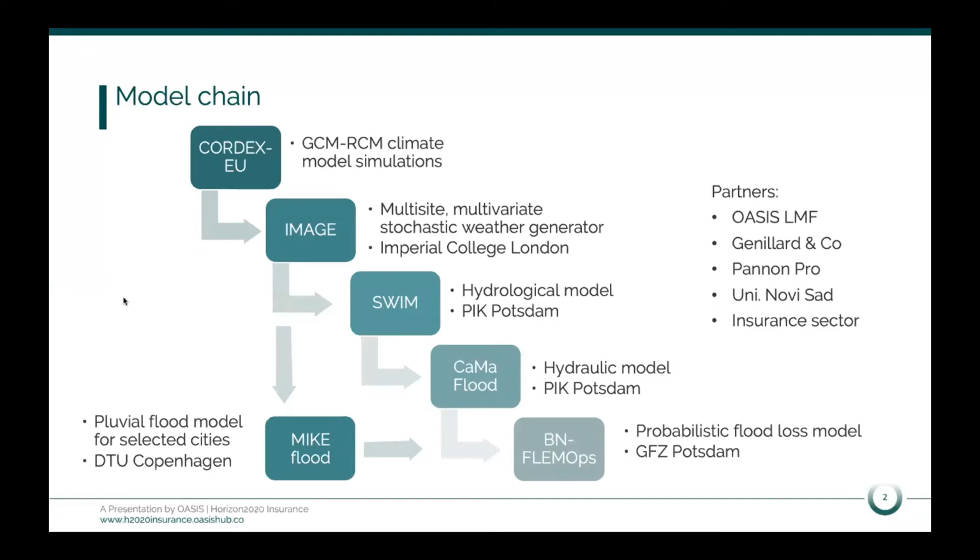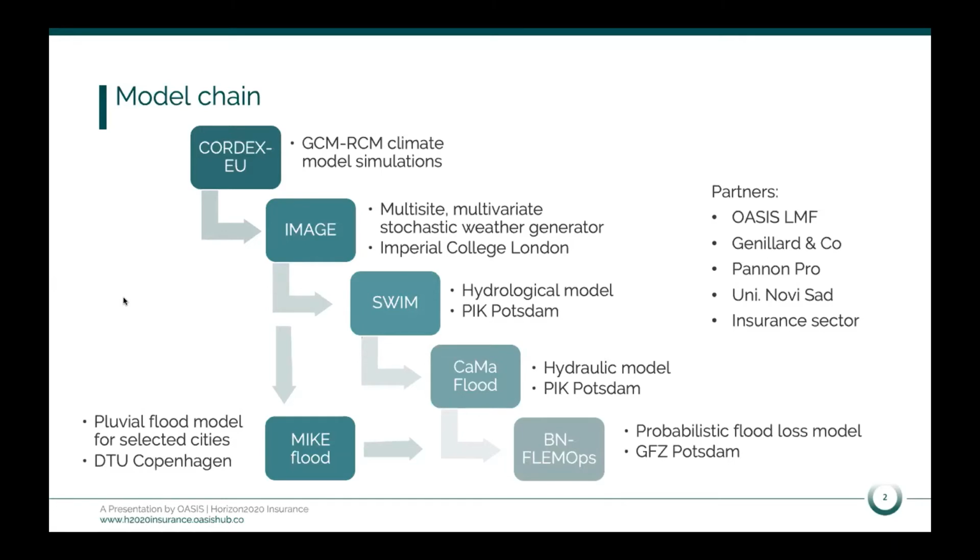And the rest of it is basically a stochastic weather generator that was developed at Imperial College London. And then we have a hydrological model that was developed here at PIK, and a CaMa-Flood that's also been set up here at PIK. It's the hydraulic model that's driving the hazard footprints. And the rest of it is basically the probabilistic flood model that Kai will talk about in a minute.